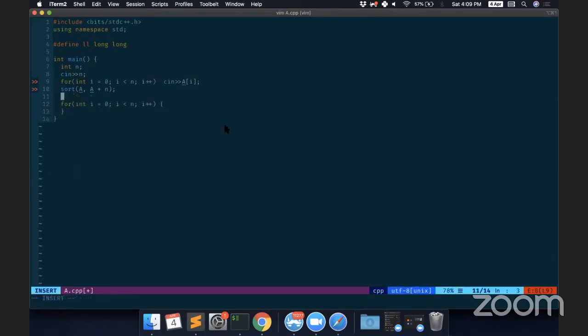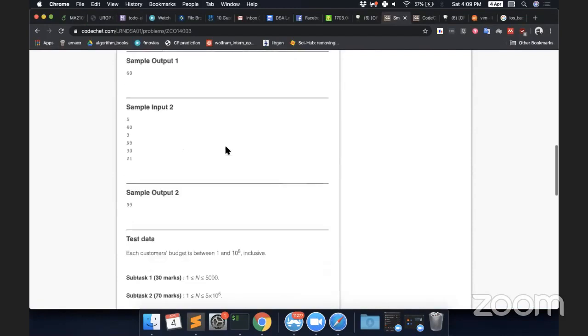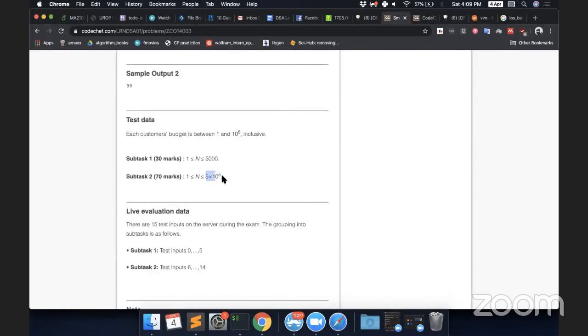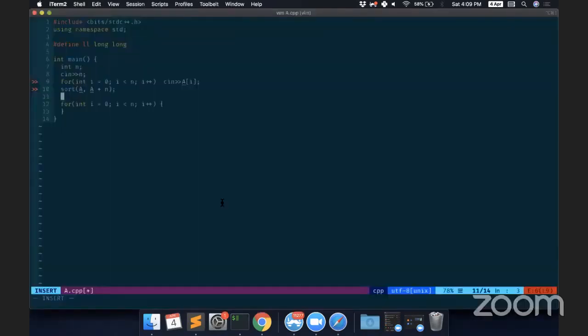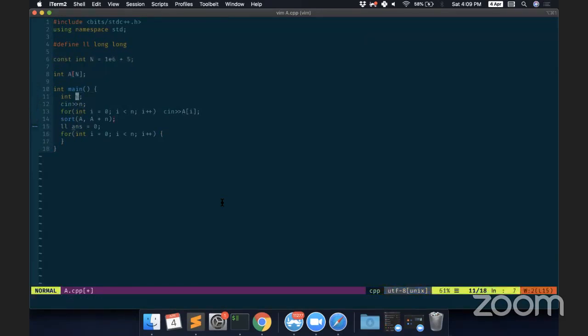Okay, one thing to notice, how big can the answer be? The price of the app times the number of people. The price of the app can be 10 to the power 8 at most, and the number of people is 5 times 10 to the power 5. If you multiply both these values, you see that it's at most 5 times 10 to the power 13. So it should be a long. Also, the size of the array is fixed to be 10 to the power 6, although it's only required to be 5 times 10 to the power 5.